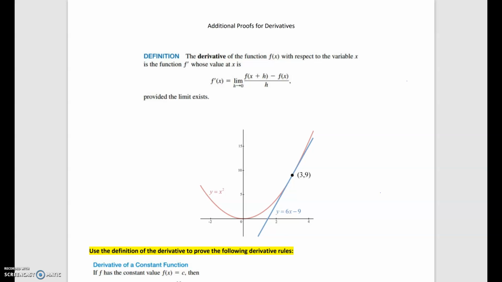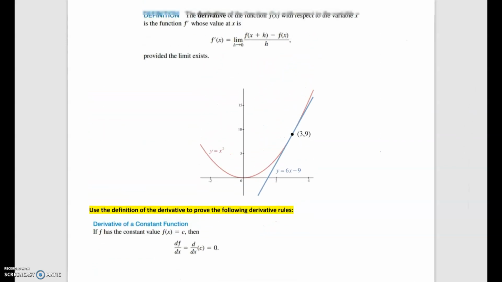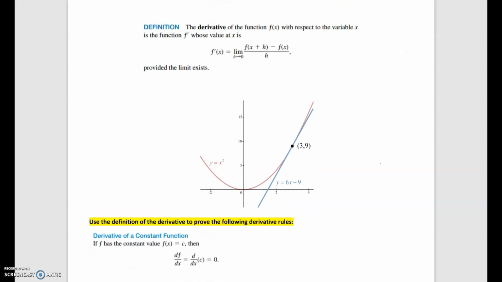Hi class, in this assignment we're going to do a couple of proofs that actually show that the formulas for derivatives are correct. Let's take a look at the first one. The main idea is that we're going to use the basic definition to prove an actual formula or a shortcut.